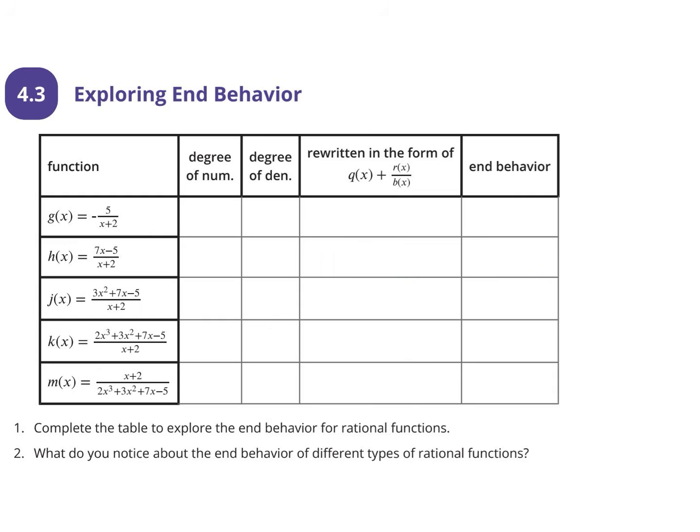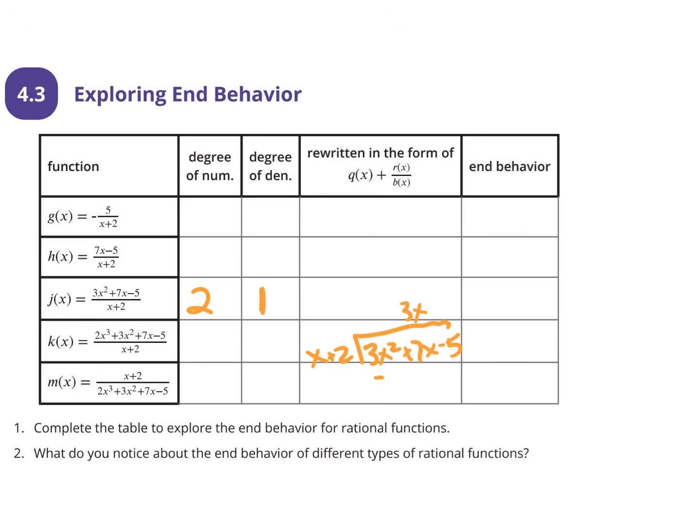Okay, for the next one, the degree of the numerator is 2. The degree of the denominator is 1. So this is going to be a little interesting. So when we long divide this one, we get 3x squared plus 7x minus 5. I might have to move this down a little bit, but whatever.